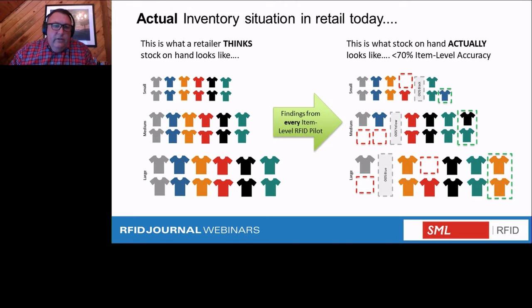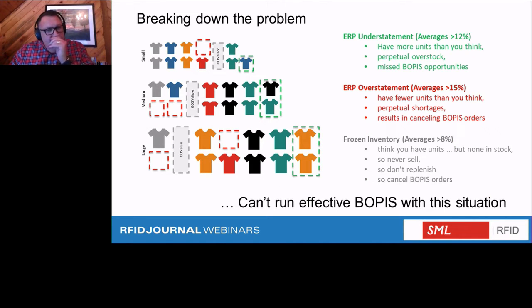So let's dive into that a little bit further. So again, you take that example that comes out. This is how the problem is exhibited. The ERP, there are 3 categories of errors inside a retailer that we found during our projects. The first one is understatement of inventory, which means you have more units than you think you do. The average that we see in retailers is greater than 12% for this segment, and this error, if you will.